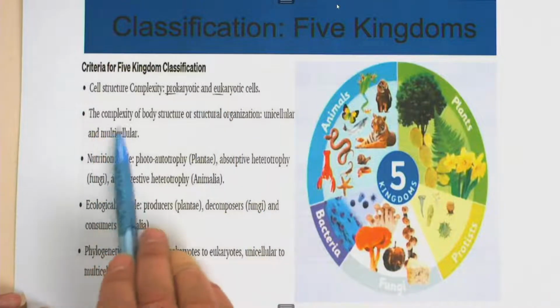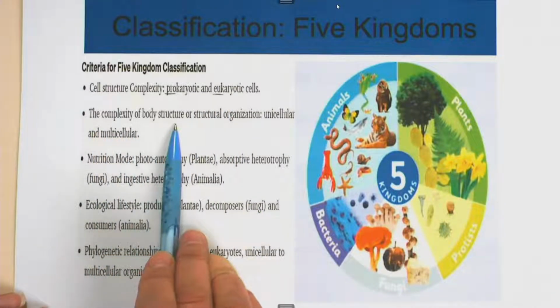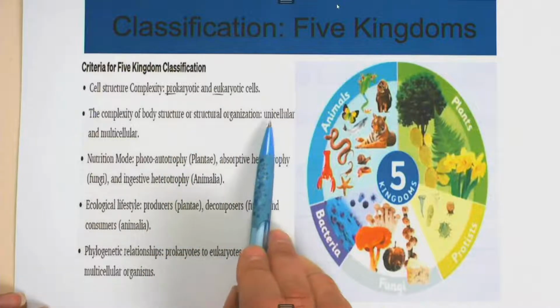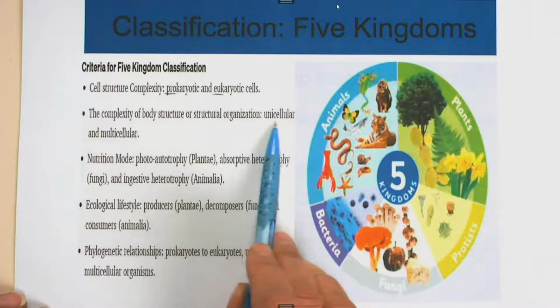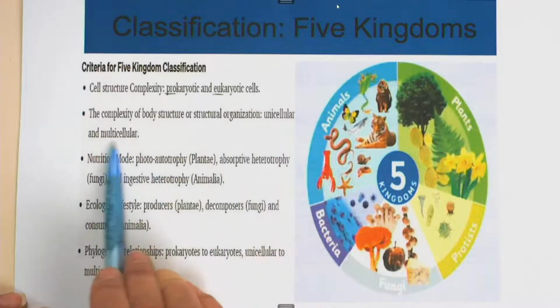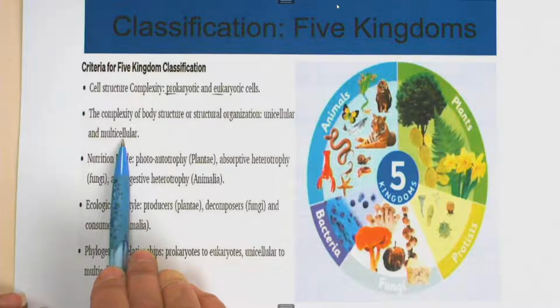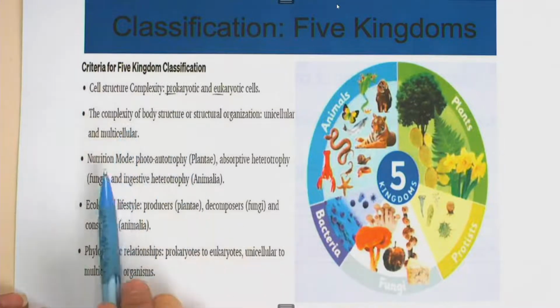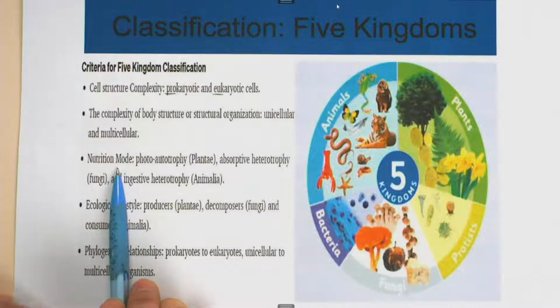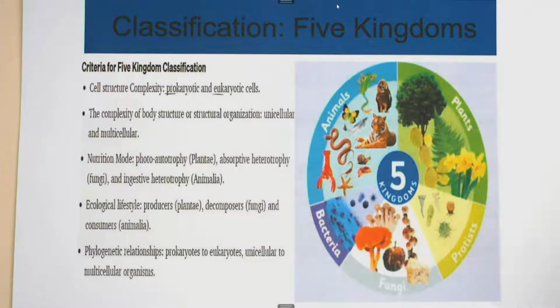Then the complexity of the body structure. Is it unicellular, meaning there's only one cell? When there's just one cell, it's not very complex. But when it's multicellular, it's more complex. It's more differentiated, okay? Then the next one, they look at nutrition. How do you eat? Are you making your own food, autotroph?